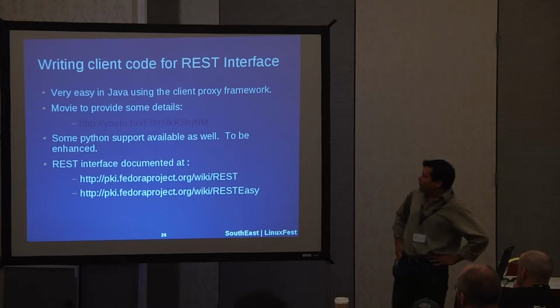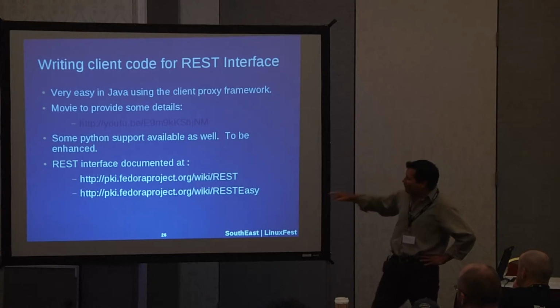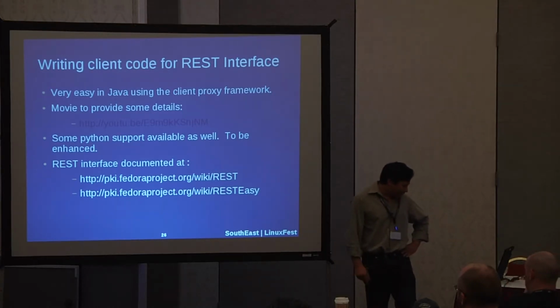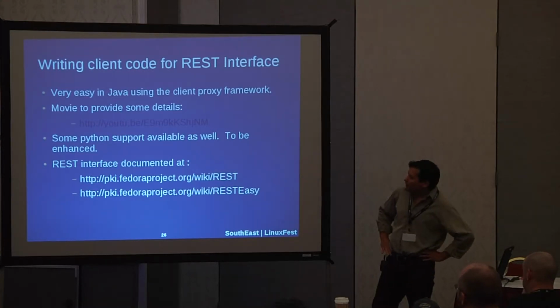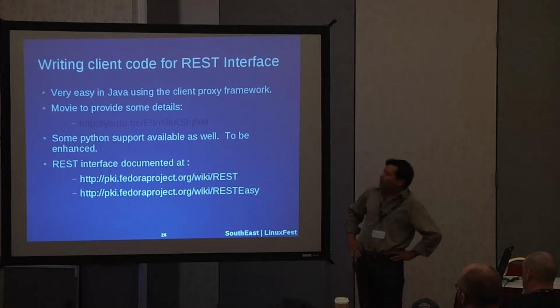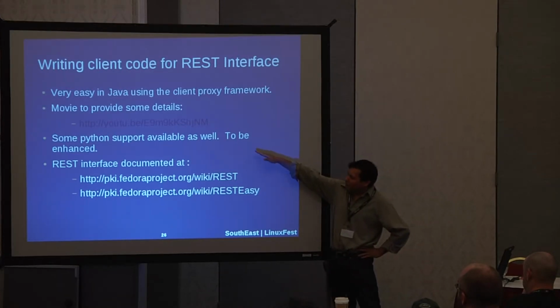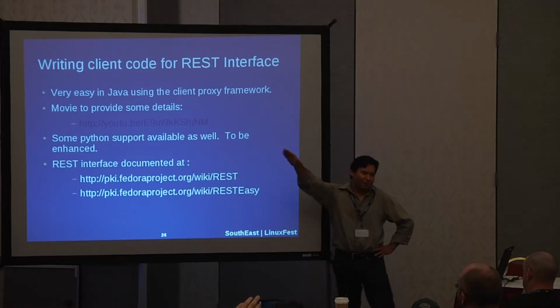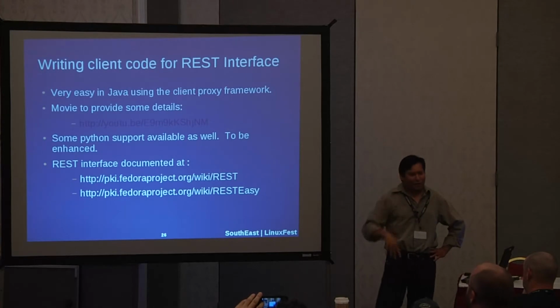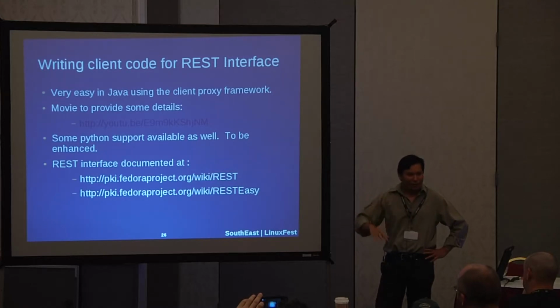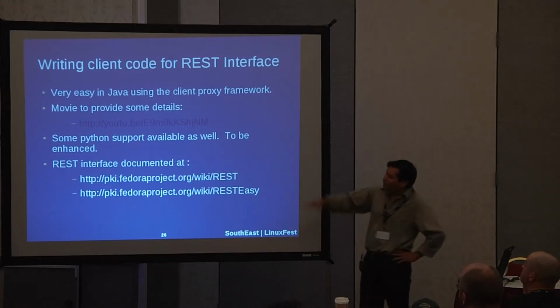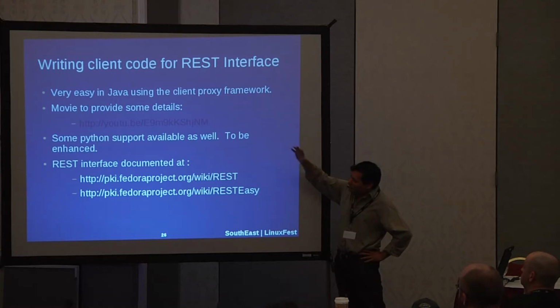Writing client code for the REST interface is very easy in Java, as I've mentioned. There's another YouTube movie which I put up there, which I will try and do now. But before I do that, there is some Python support that's available, which needs to be enhanced. Ultimately, we want to make the Python support as easy as the Java support, so that on the Python side, you can just instantiate an object and call methods, and have us worry about doing the serialization back and forth. It's not quite there in Python yet, but it is absolutely there in Java. The REST interface is, of course, documented at these various resources here.